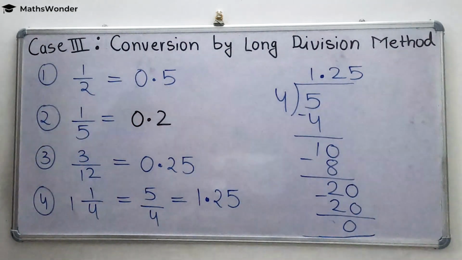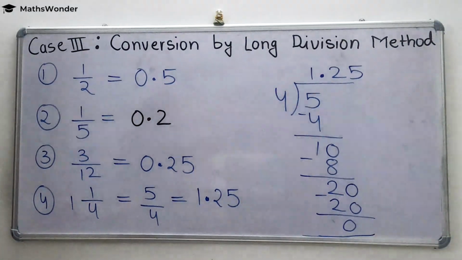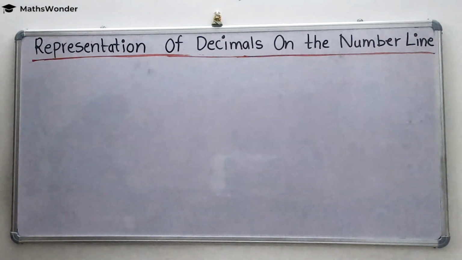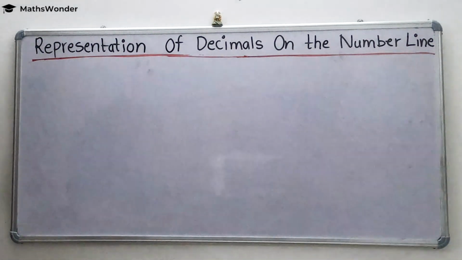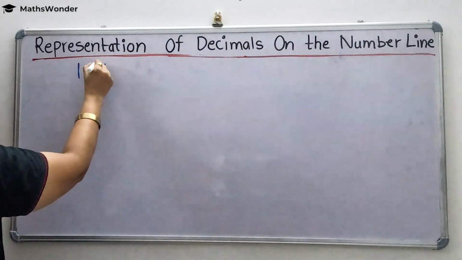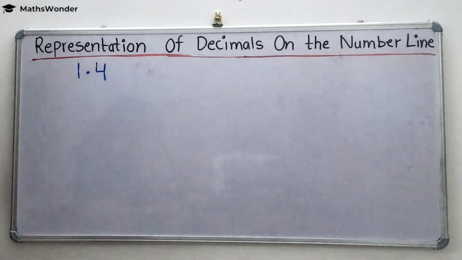Understood? How will you be converting fractions into decimals? By the long division method. Now in this representation of decimals on the number line, represent a decimal, suppose 1.4, on the number line. So how will you represent it? We represented fractions on the number line. Let us now represent decimals on a number line.